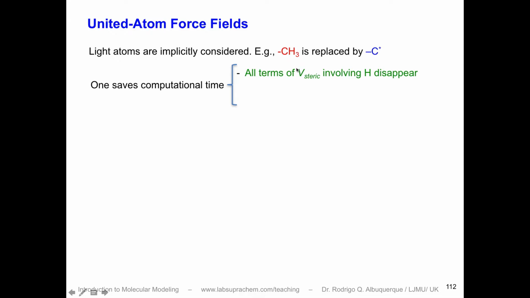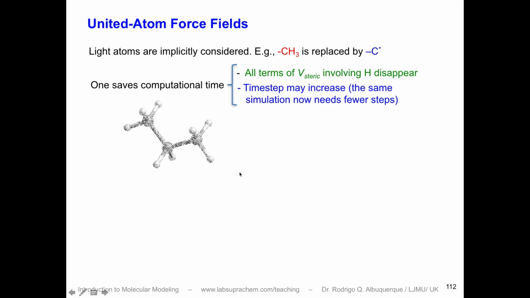Also, the vibrations involving hydrogens, the stretchings, all these interactions just disappear from our simulation when we use a united atom approach. As a consequence, the time step may increase, so you can use a slightly higher time step, because now you don't have the carbon-hydrogen stretchings, which have very high frequency. In general, you need to keep your time step small, but as soon as you get rid of the hydrogens, you can increase the time step a bit. So the same simulation now needs fewer steps to run. So it saves computational time.